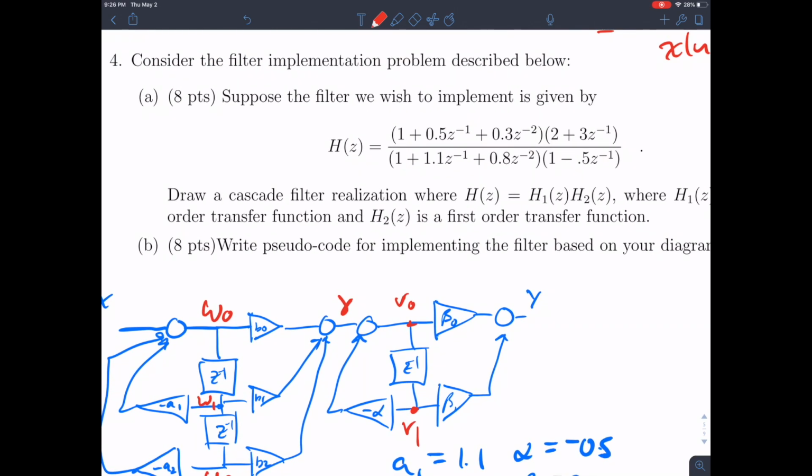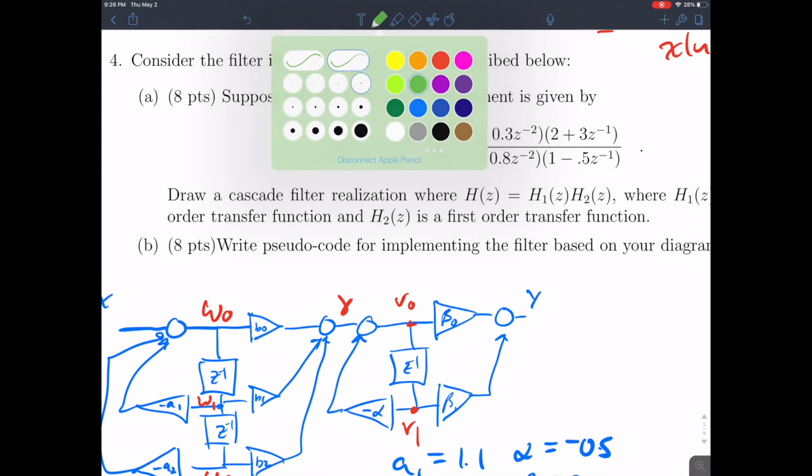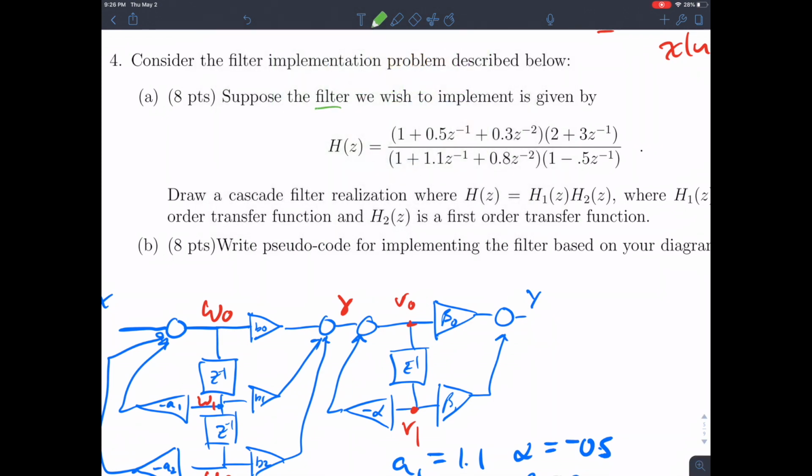All right, this is a video solution to problem number 4 from exam 2. Okay, so in this problem, we're asking to look at a filter and implement it. And I already factored H of Z for you, so you see there's one, hopefully you identified one second order section, and then a subsequent first order section, and the total H of Z is H1 times H2.